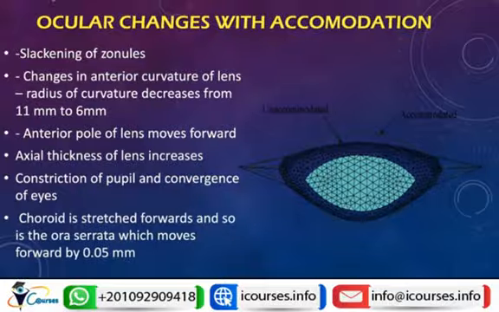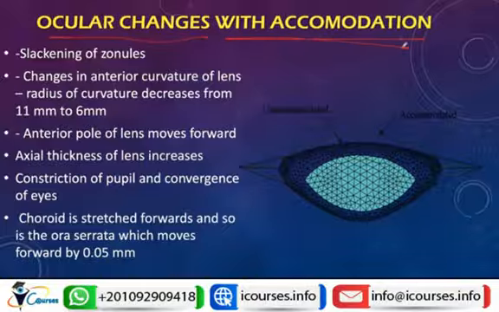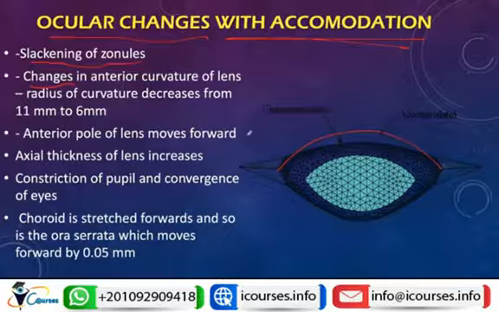So to summarize, or to finish, what are the ocular changes that occur with accommodation? First of all, as the lens enlarges in size, there will be slackening of the zonule, so they will be relaxed. There will be change in the anterior curvature of the lens as it will become more bulging.